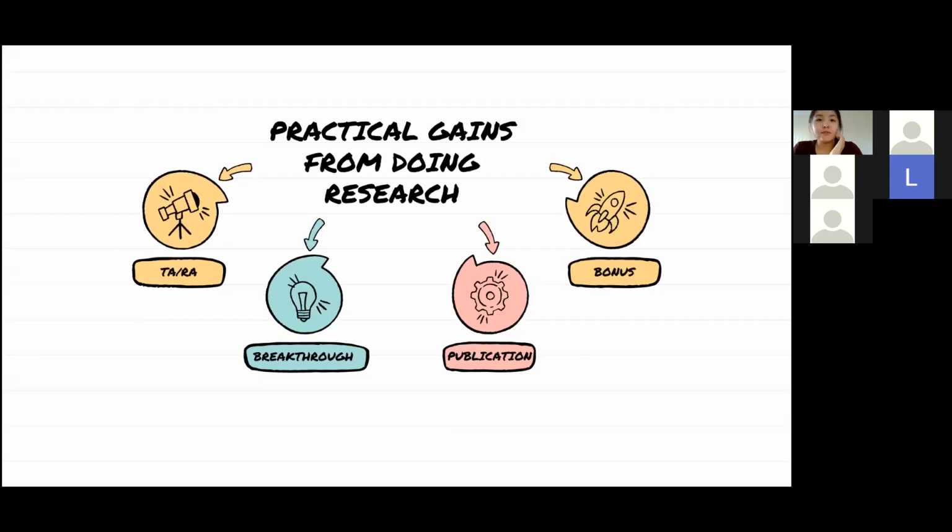And why research? Practical gains from doing research. By trying yourself in different social clubs of NU, you can do some research as well. And there are some practical gains from doing research: you can become a TA or a research assistant. You can do some breakthroughs. When you are socially active, you can have a lot of ideas, and these ideas can turn into a breakthrough that you can write up as research.